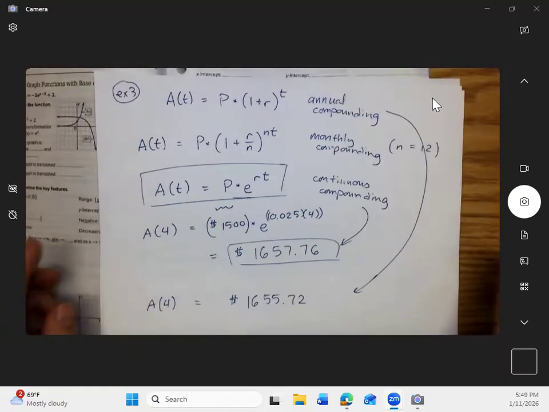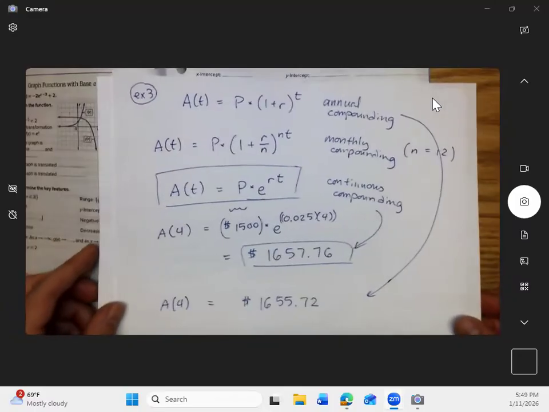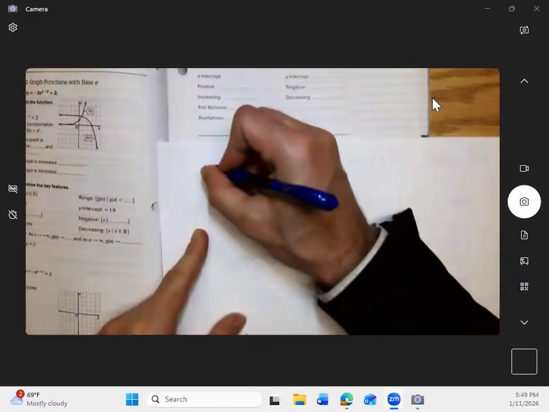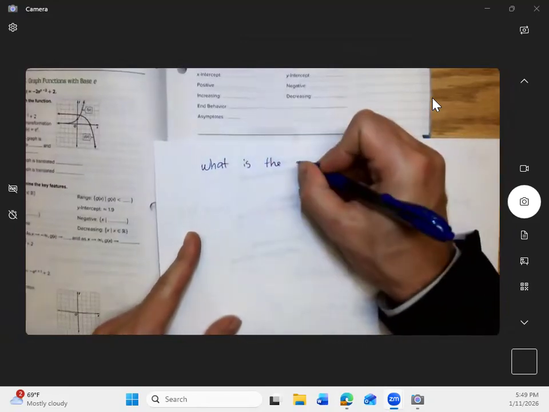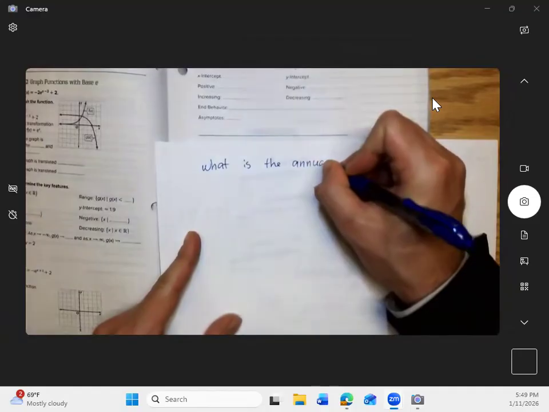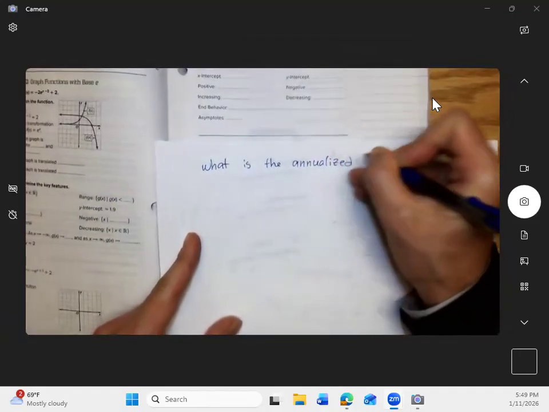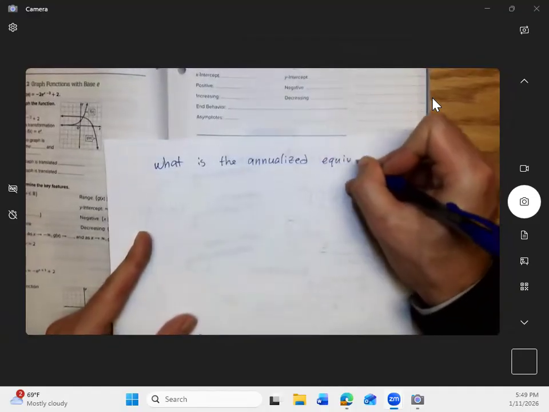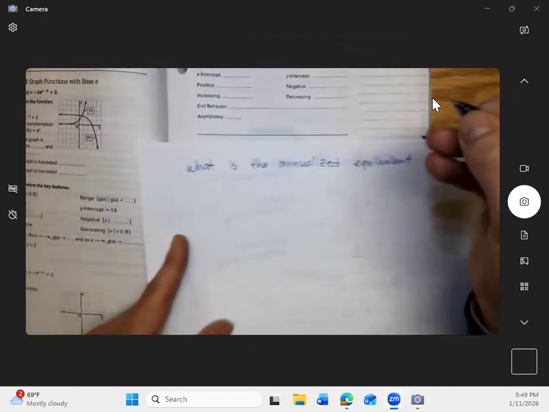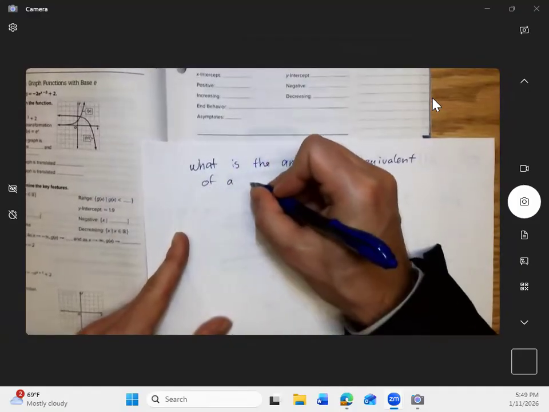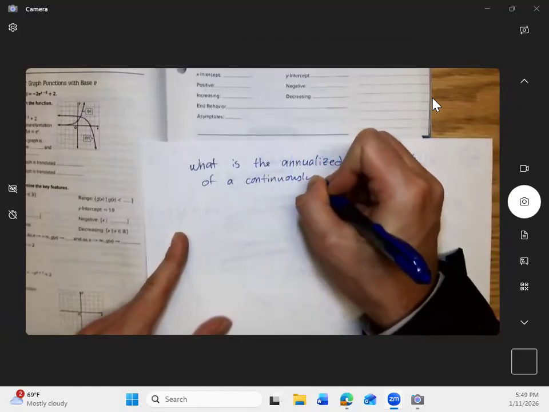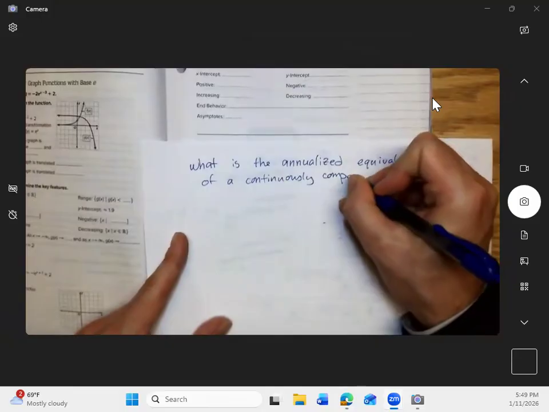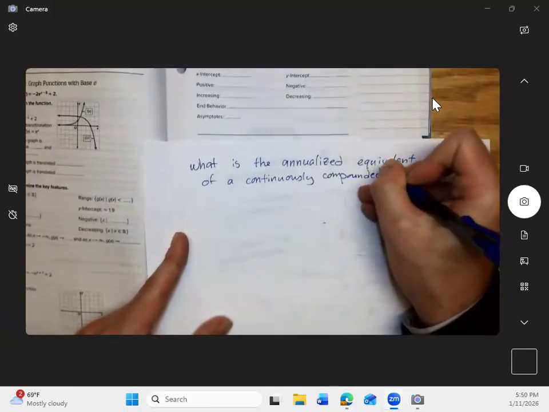Which actually brings me to a little side question that I want to do with you guys, which is: what is the annualized equivalent of a continuously compounded interest rate?